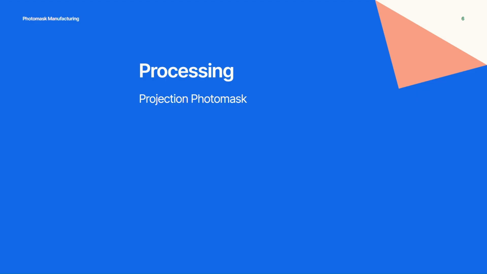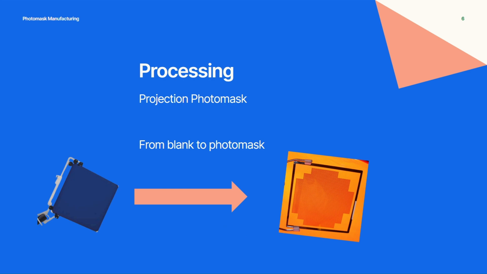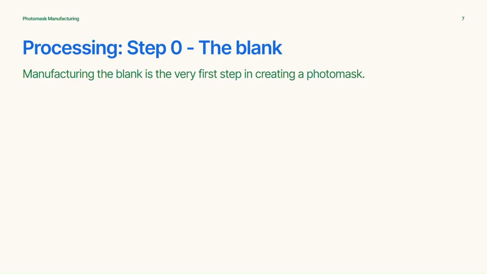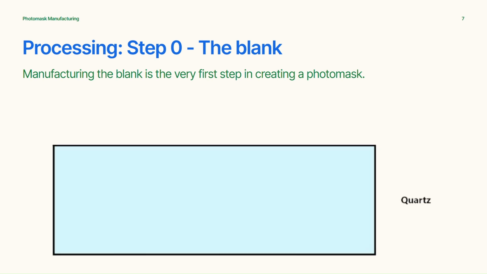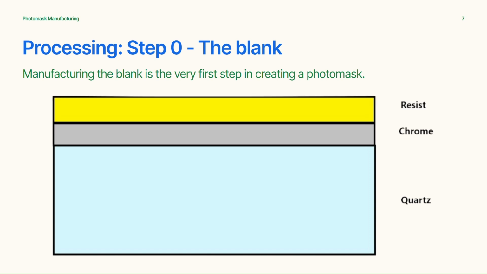Now, the process of photomask. I'll be talking about the processing of a projection photomask from its blank all the way to its finished photomask. Now, step 0, we have to talk about the blank itself. The blank is made out of three main components. First, we have the quartz or glass, the chrome on top, and the resist. The resist varies quite a bit, however, it will not end up on our finished product.